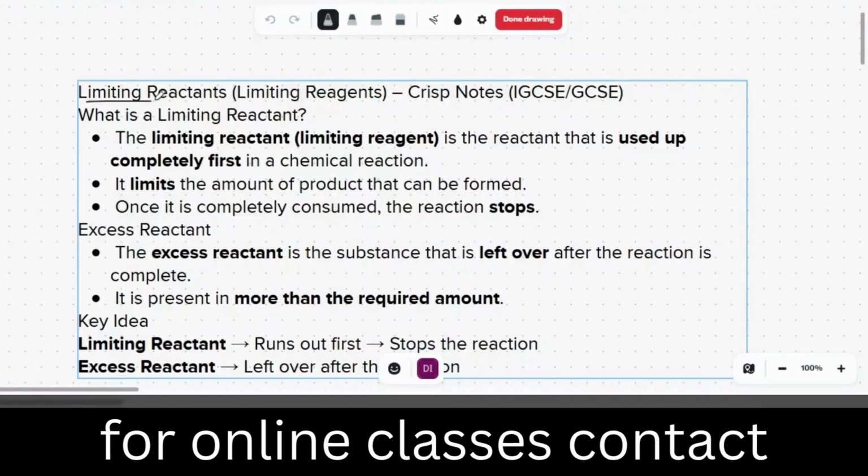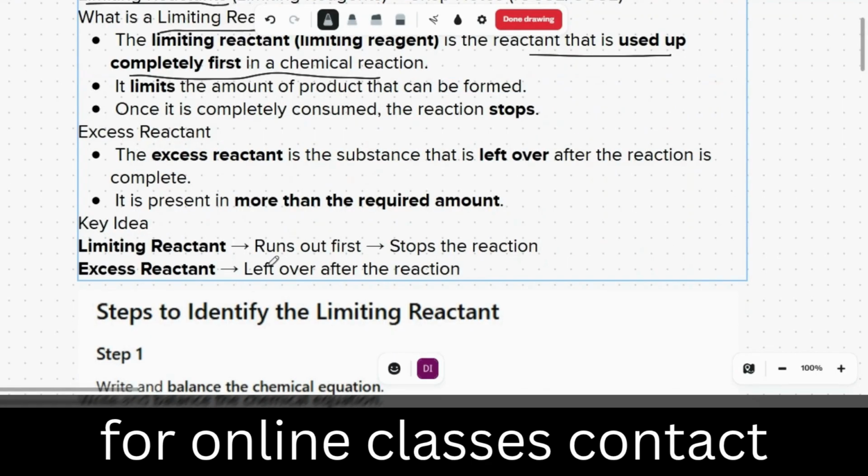Today we are going to talk about limiting reactant. What is limiting reactant? Limiting reactant is the reactant that is used up completely first in a chemical reaction. That will limit the total rate of reaction. It limits the amount of product that can be formed. Once it's completely consumed, the reaction stops.